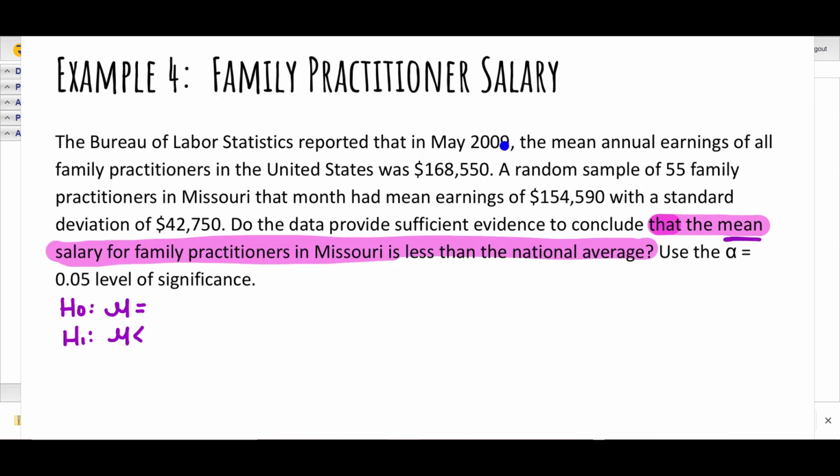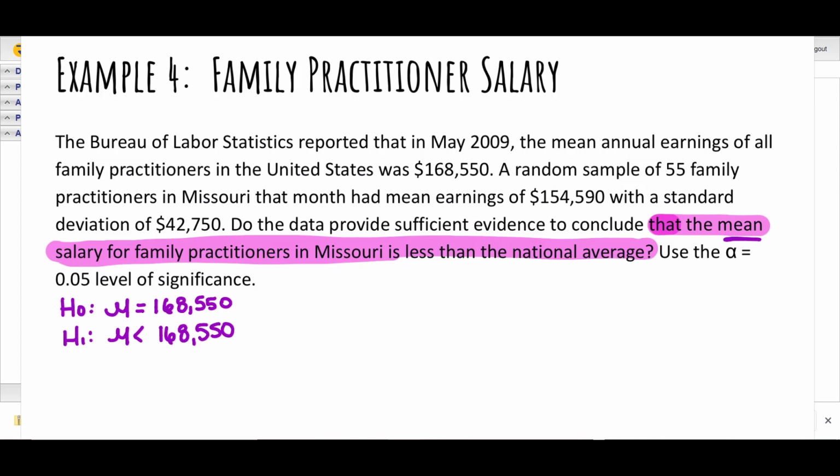In 2009, it was reported the mean was 168,550 for the United States. So that's the national average. So 168,550, and the numbers have to match here. So our null is that it equals 168,550, and our alternate is that it's less than.